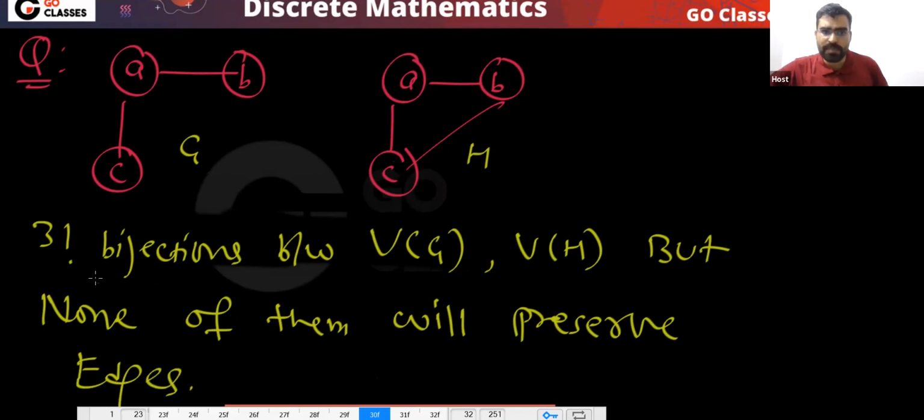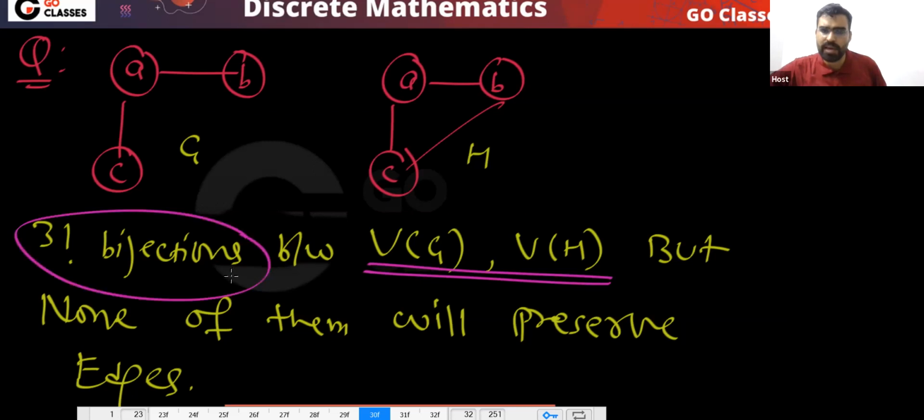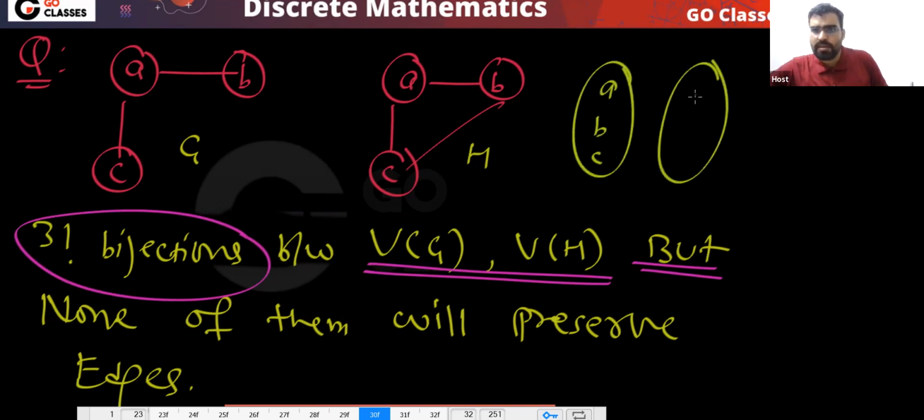There is a bijection. Don't say there is no bijection. There are 3 factorial bijections between VG and VH. We have bijections, but they don't preserve edges. Whatever bijection you create, that will not preserve edges. For example, let's assume you take this bijection A, B, C. Will it preserve edges?